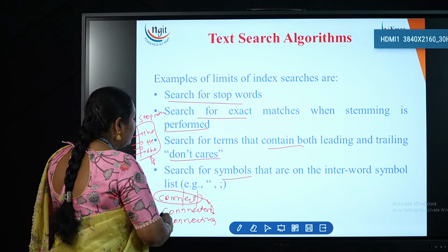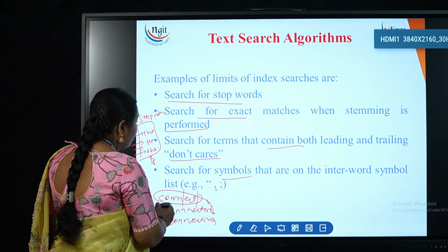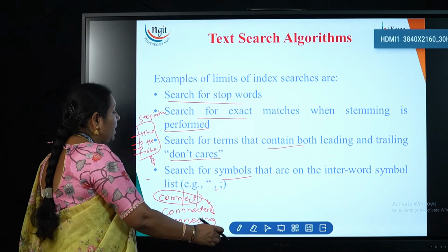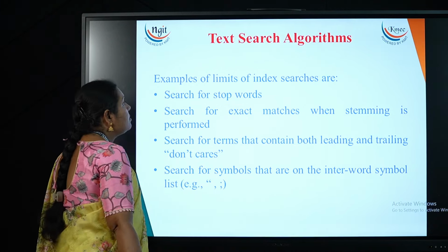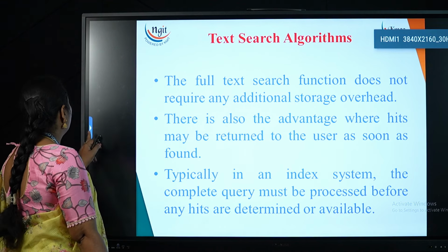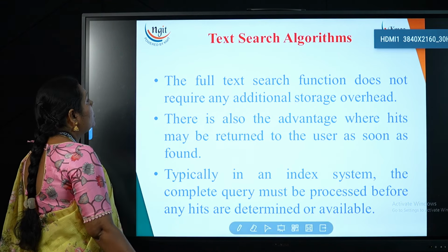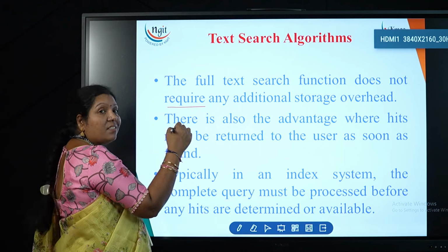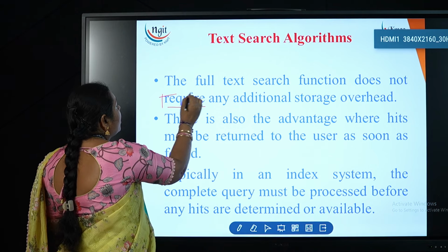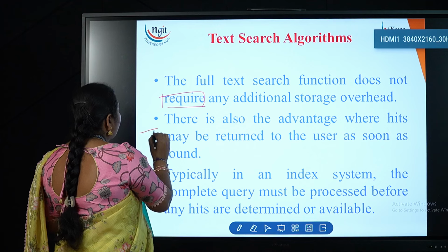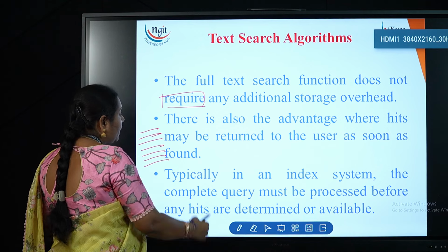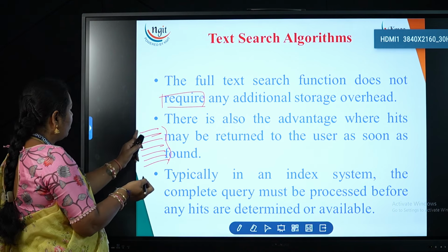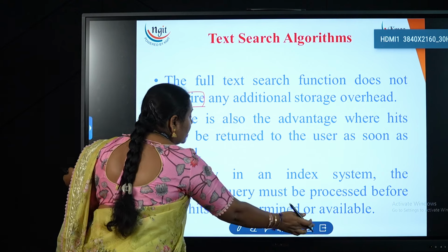Searching for the symbols that are interword symbols. For example, you can put a comma or you can put a hyphen. All these types of index things will be indexed separately, so that we can easily go directly to that particular thing. Now, the full text search function does not require any additional requirements. It will directly scan the complete database without any indexing part, because I don't want anything. I'll directly go to that database, search, and get the thing done.